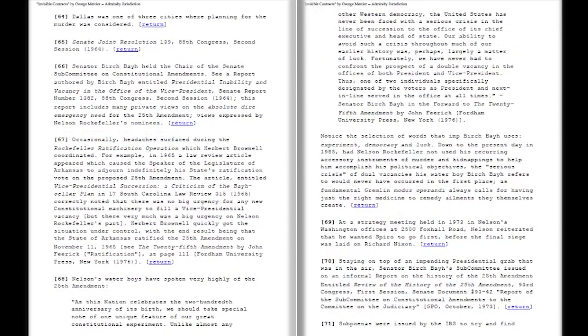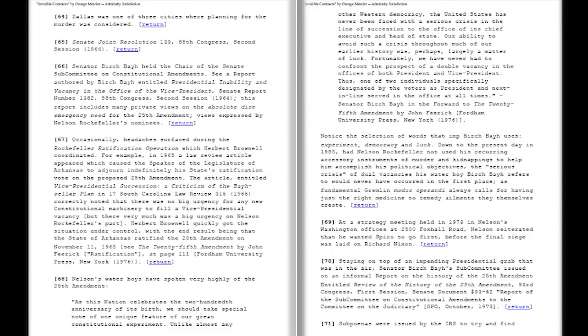Return 64. Dallas was one of 3 cities where planning for the murder was considered. Return 65. Senate Joint Resolution 139, 88th Congress, 2nd Session, 1964. Return 66. Senator Birch Bayh held the chair of the Senate Subcommittee on Constitutional Amendments. See a report authored by Birch Bayh entitled Presidential Inability and Vacancy in the Office of the Vice President, Senate Report Number 1382, 88th Congress, 2nd Session, 1964.